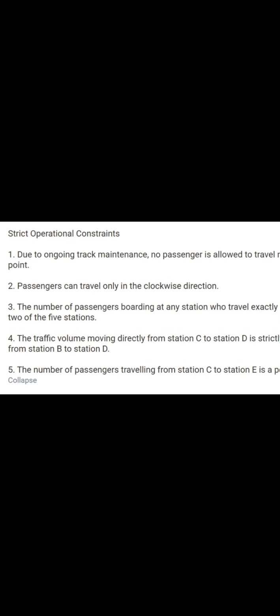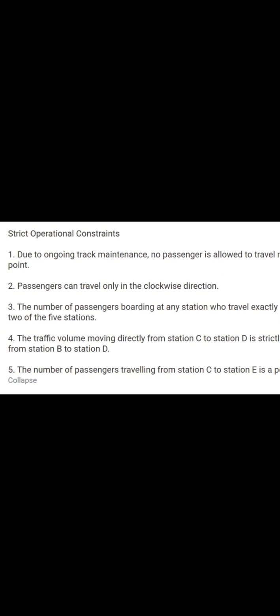Now, due to ongoing track maintenance, no passenger is allowed to travel more than 2 stations away from their boarding point. That means if somebody boards at A, he has to get down at either B or C. If somebody boards at B, then he has to get down at C or D. Passengers can travel only in the clockwise direction. Clockwise we mean A to B to C to D and back to A, like that. They cannot go in the reverse route.